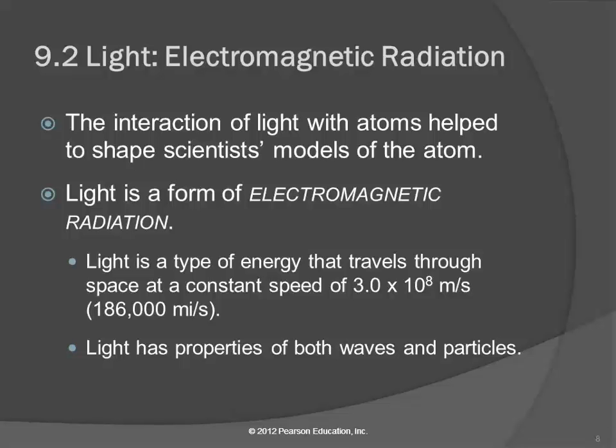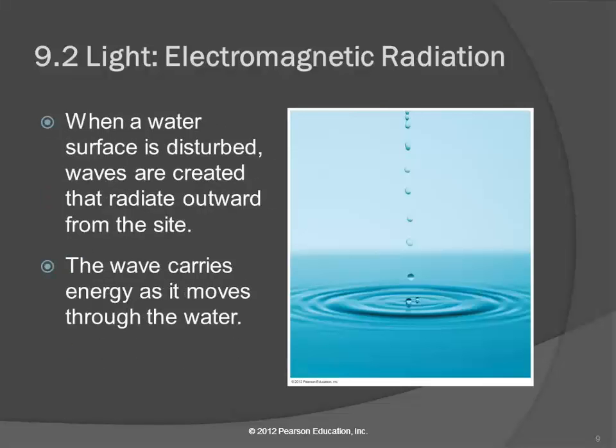Light is a funny thing. It has properties of both waves and of particles. The wave nature of light is probably easier to understand than the particle nature. We think about waves in water. Here's a picture of a water surface that's being disturbed by water drops falling onto it. And we see that as the drops hit, they disturb the surface of the water and they cause ripples. And the ripples travel outward in a nice circle unless they run into something.